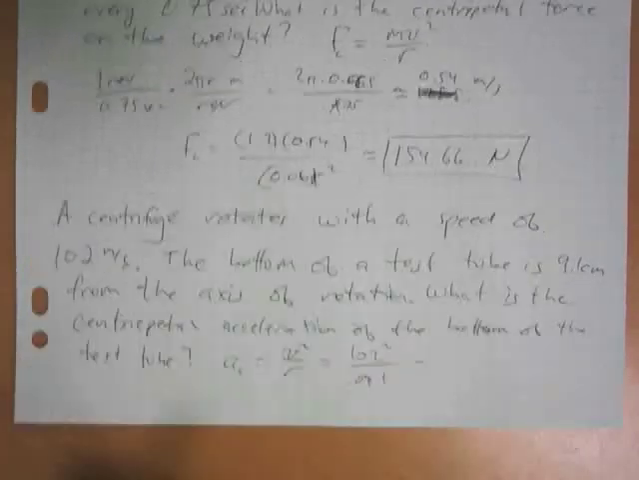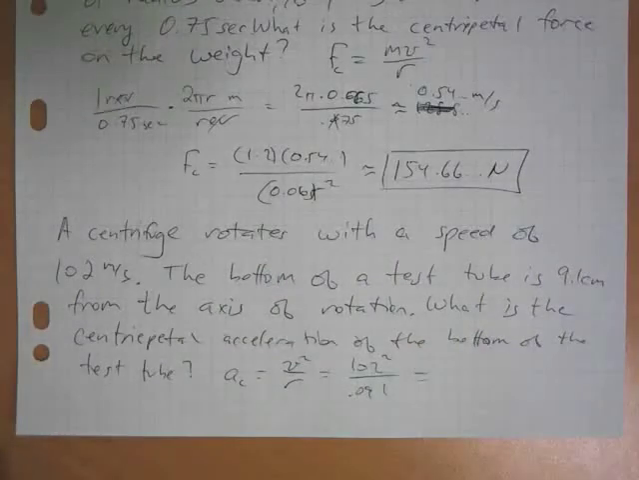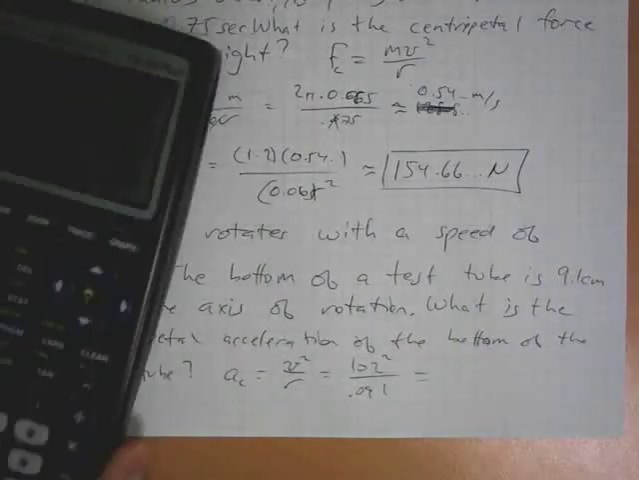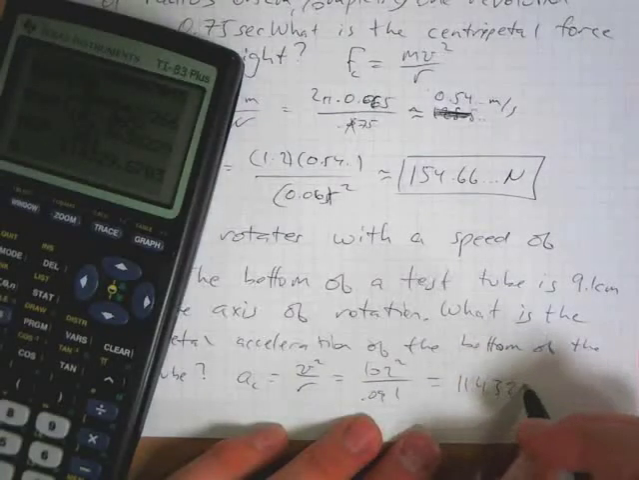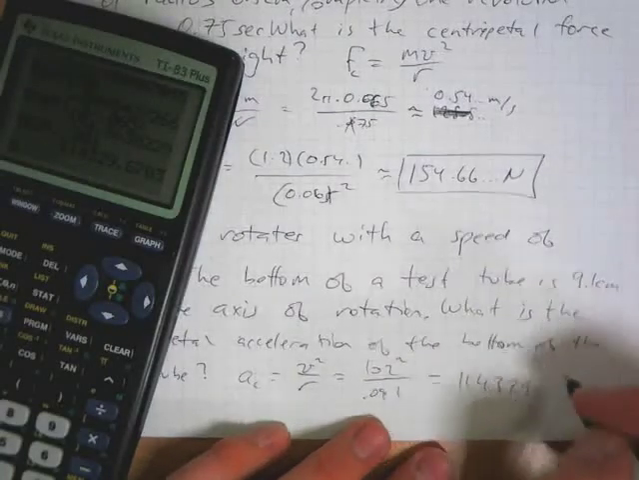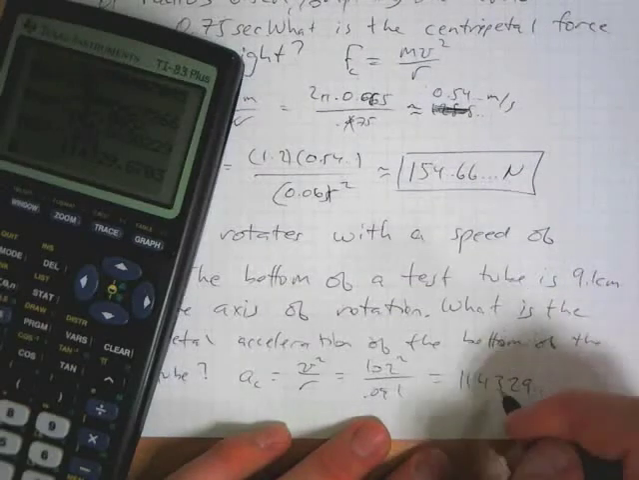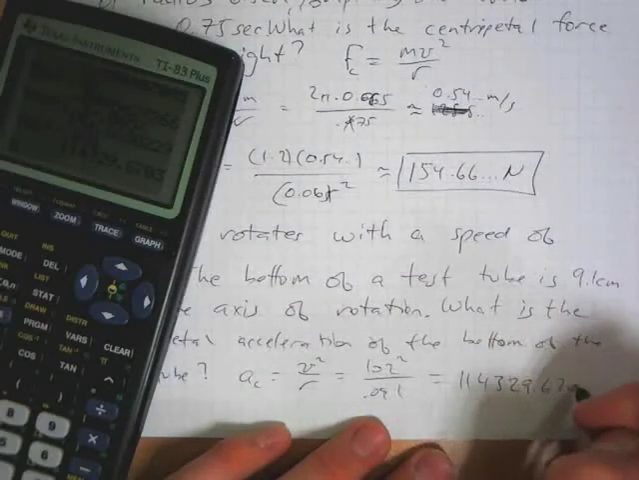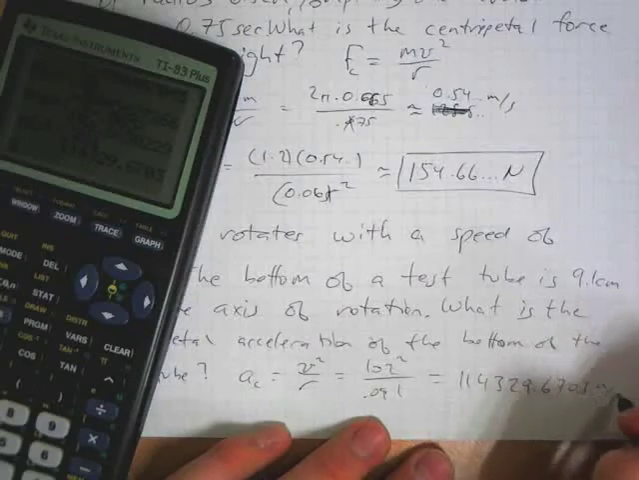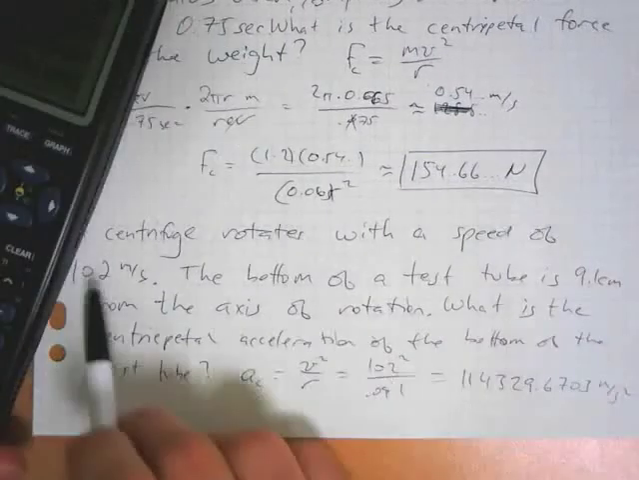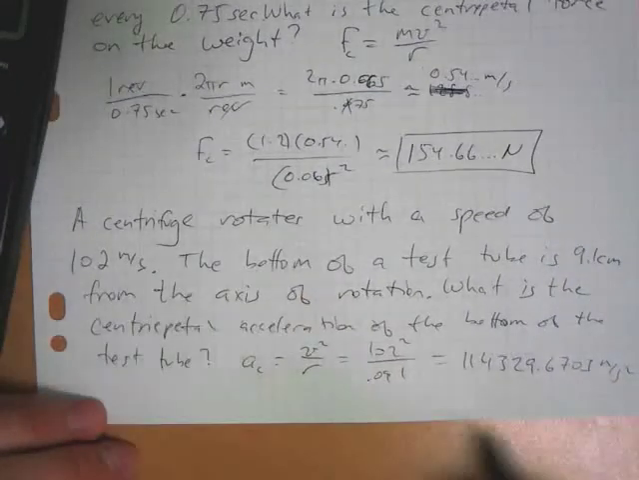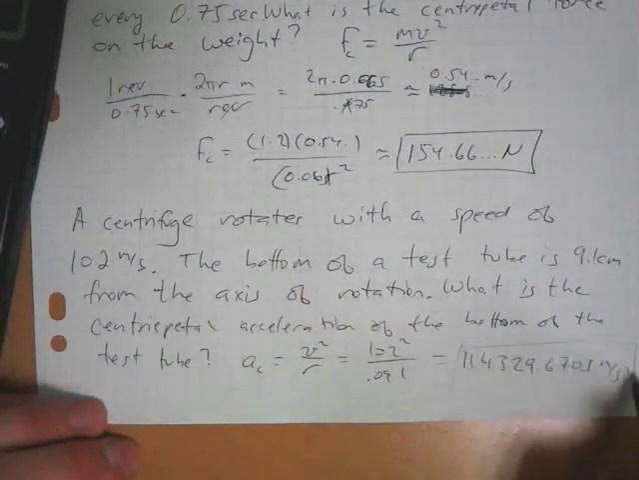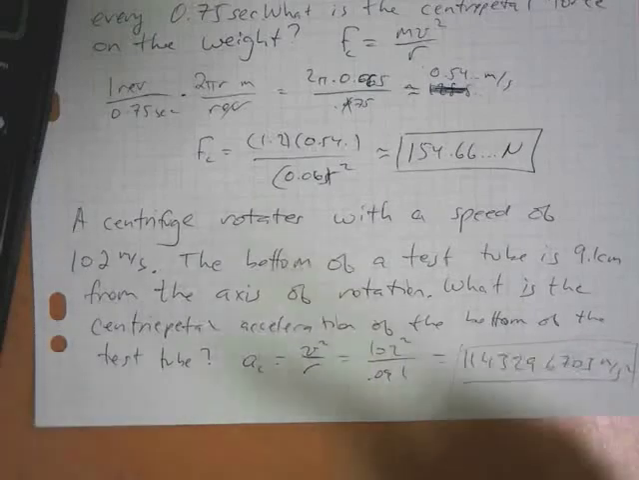Holy Nelly, 114,329 meters per second squared. That might actually be too fast. 102 meters per second might be a little bit unrealistic, but that's how you would go about the calculation. That number seems awfully large to me. But that's just another example of how we can apply the centripetal acceleration formulas.